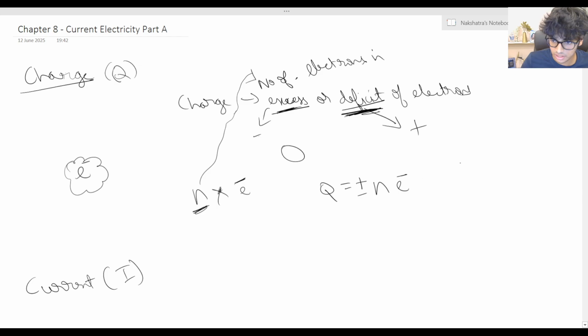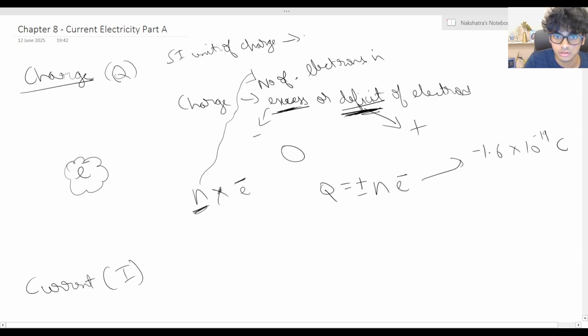Now what exactly is the charge of one electron? The charge of one electron is minus 1.6 into 10 to the power minus 19 coulomb. Coulomb is the SI unit of charge. This is how you spell it, C-O-U-L-O-M-B, coulomb. So the charge of one electron is minus 1.6 into 10 to the power minus 19 coulomb.